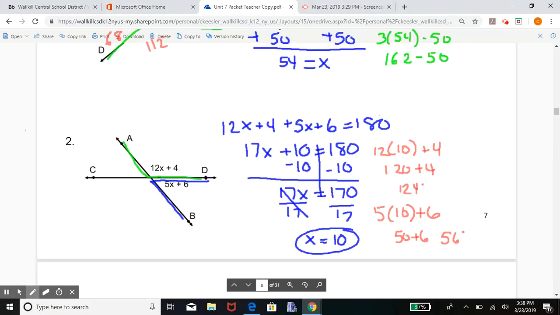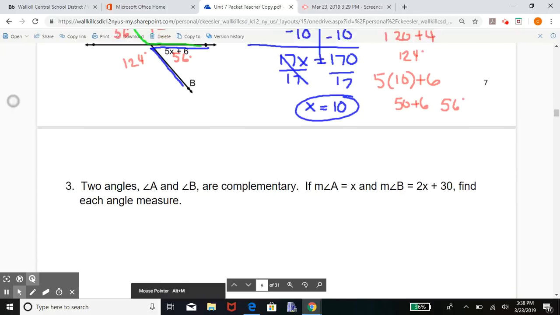So now I can fill in my angle measures. This one's 56 degrees, which means its vertical angle is also 56 degrees. This one is 124 degrees, which means its vertical angle is also 124 degrees. Okay, so now we're going to put some word problems into the mix.